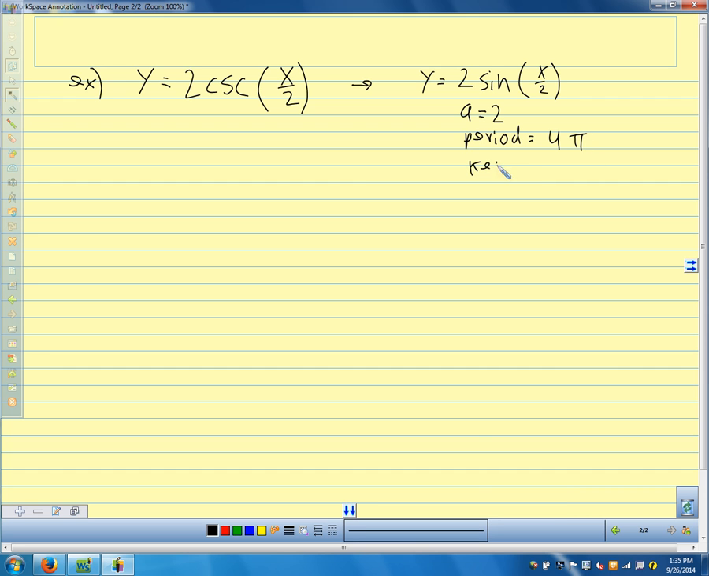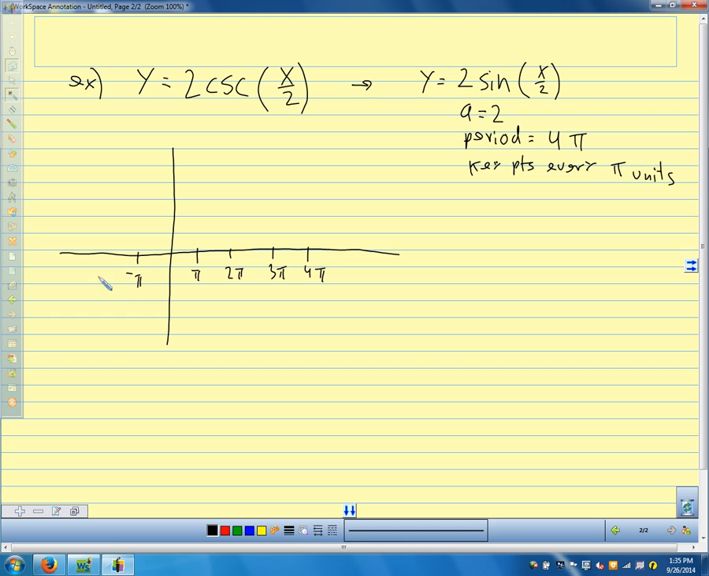And we get key points every pi units. Now we're ready to draw our graph. So I'm going to graph, let's see, every pi units, pi, 2 pi, this is nice and easy, 3 pi, 4 pi, look at all these pi's in this class, minus pi, 2 pi, negative 3 pi, negative 4 pi.